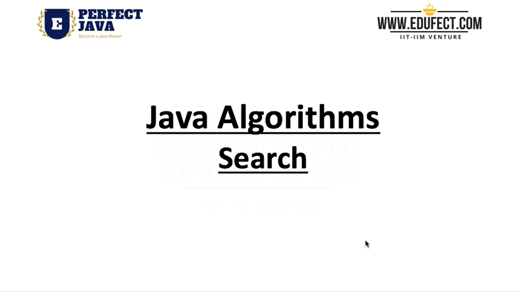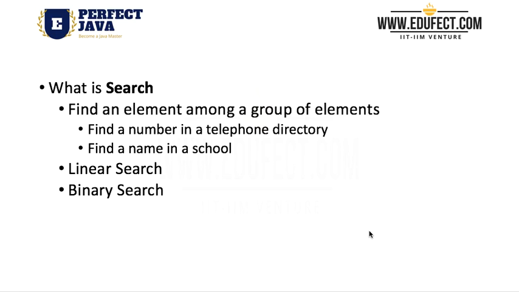In this lesson on Java algorithms, we will learn about search. So what is search? Search is about finding an element among a group of elements, like finding a number in a telephone directory, or finding a name in a school. So these are all examples of search. We are searching for a number in a telephone directory. We are searching for a name in a school.